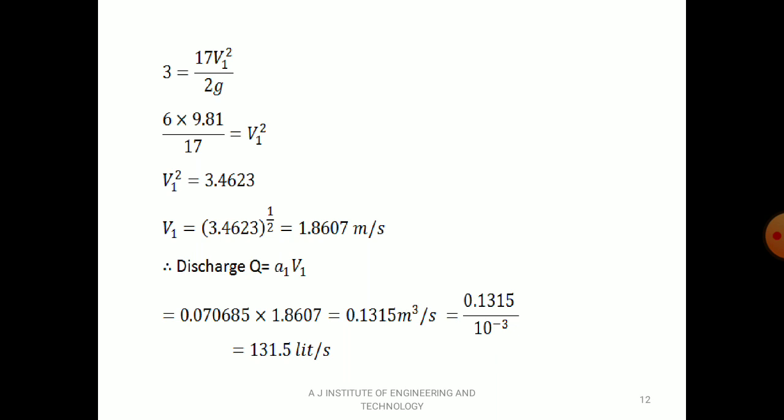So here you cannot use the formula Q equal to CD into A1 A2 square root of 2gh divided by square root of A1 square minus A2 square, because the friction head is given in the problem and the pressure head is given. So you can just go with Bernoulli's equation and you can get value of V1 or V2 and you can calculate discharge. So next problem.